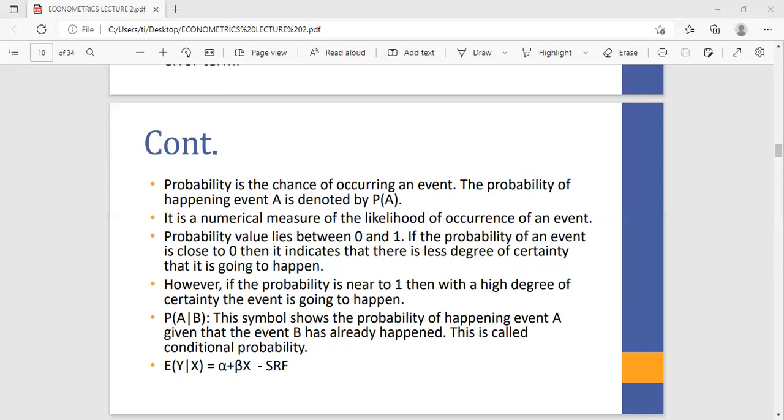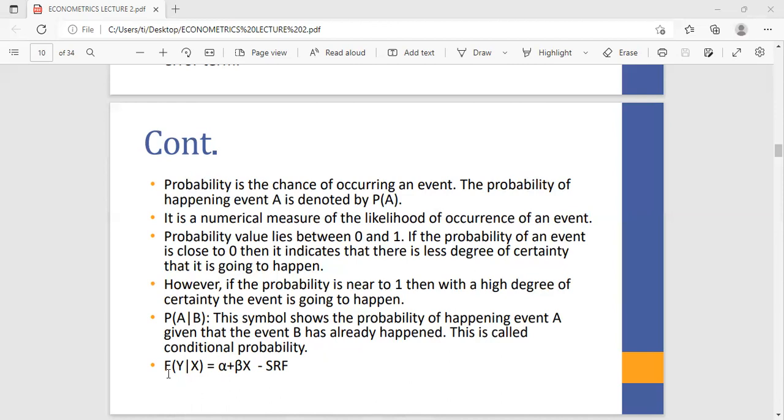Now some of you may recall this particular equation. This kind of equation we encounter in our first course of econometrics, and this is called SRF, or expected regression line. Expected value of y given the value of x is given by this equation. Although I have not put a hat here, you can place a hat in order to indicate that these are estimated values of alpha and beta. So this is nothing but conditional expectation, a concept derived from conditional probability.